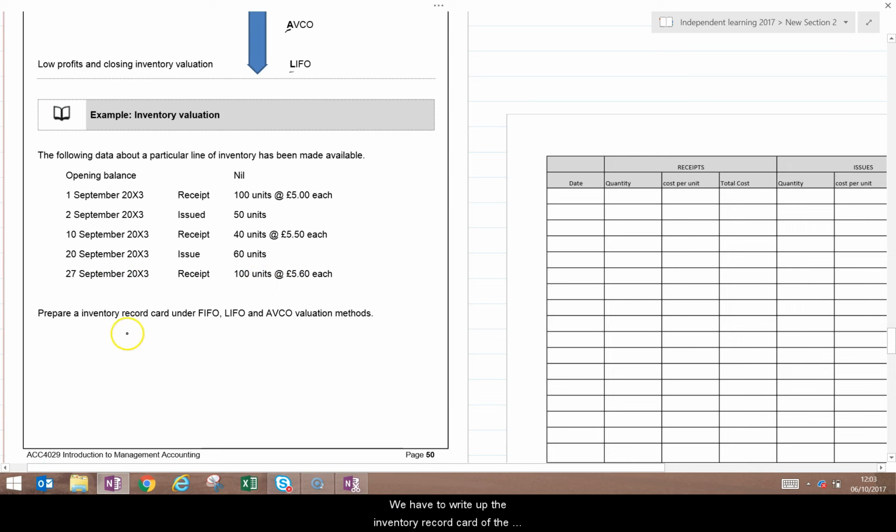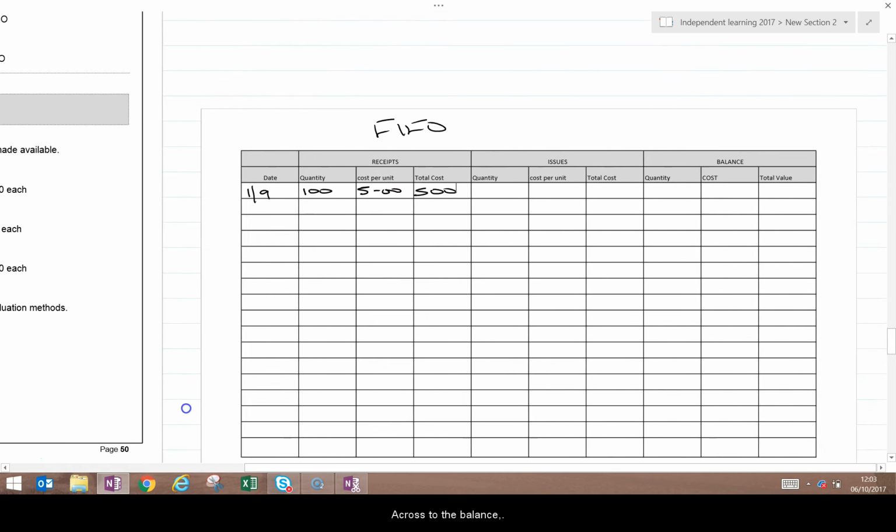And we are to write up the inventory record card or the stores ledger card. You'll see a couple of different names for it using FIFO, LIFO and AVCO. So I'm going to start with FIFO. So the first thing that we have is on the 1st of September we received 100 units. They were £5 each, so that works out to £500. Then we go across to our balance column, so we now have in stock 500 units. They're £5 each, so that's £500.